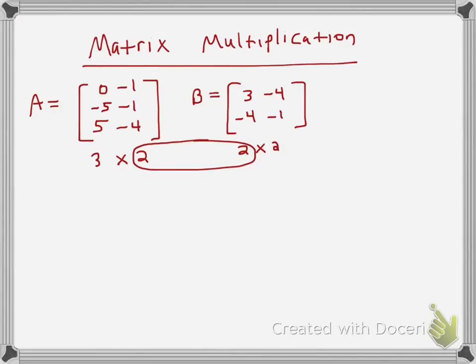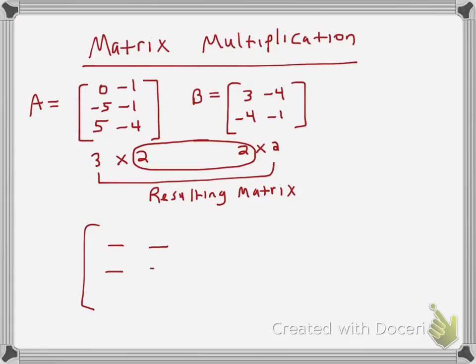Now when you multiply matrices, you want to make sure that the columns of your first matrix match up with the rows of your second matrix. And if that's true, then your resulting matrix will be those two outside remaining numbers. So I know that my resulting matrix is going to end up being a 3 by 2 matrix.